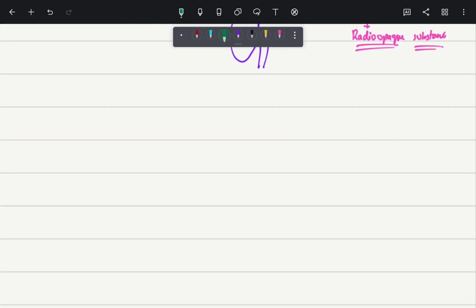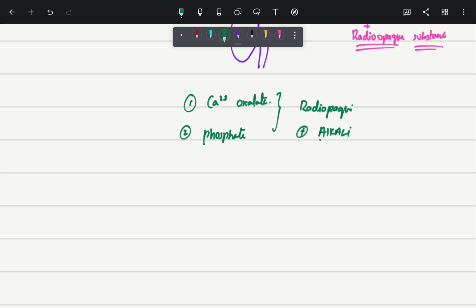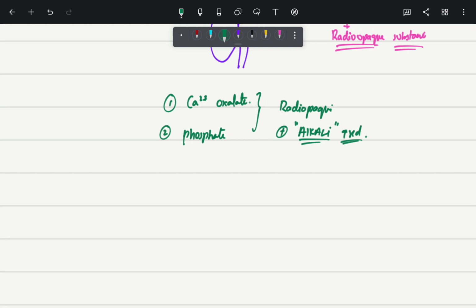The most important thing to note here is that calcium oxalate stones and your phosphate stones are radio opaque, and not only that, they are usually formed when there is increased alkali in our body. So we can simply call them alkaline stones.